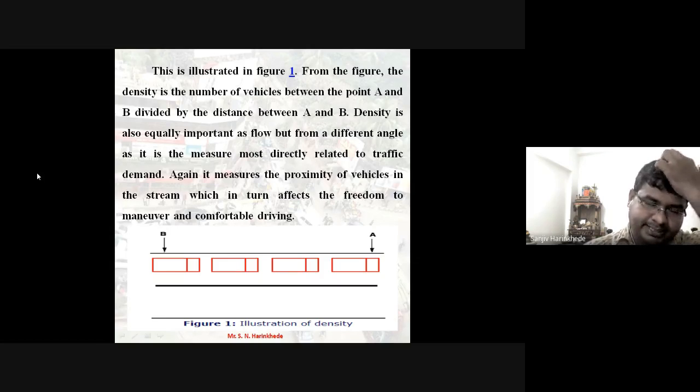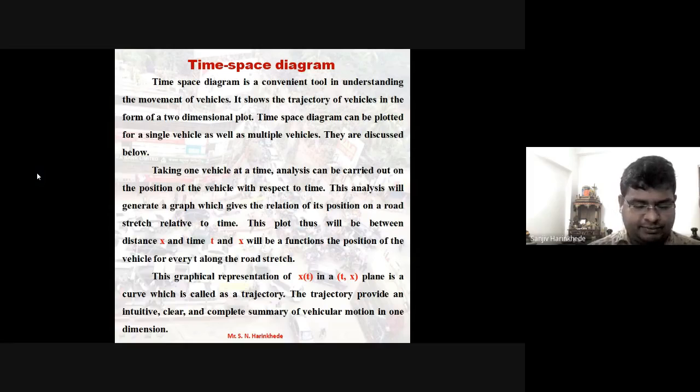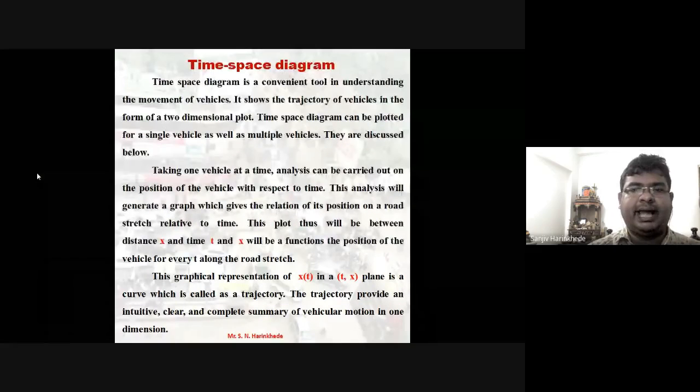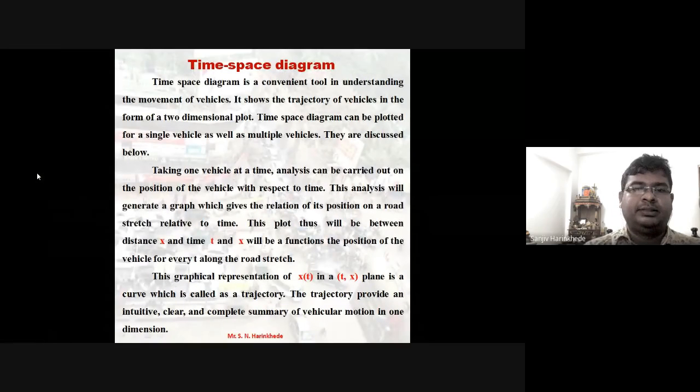The next parameter or characteristic from which we can calculate the density is the time space diagram. The time space diagram is a convenient tool in understanding the movement of vehicles. It shows the trajectory of a vehicle in the form of a 2-dimensional plot. The time space diagram can be plotted for a single vehicle as well as multiple vehicles.